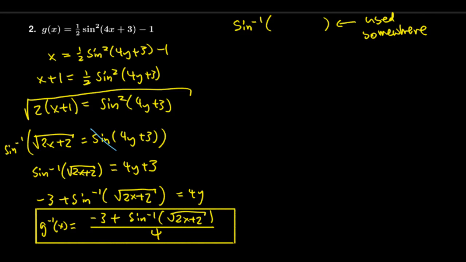Then we can square root to get rid of the squared. And then you want to get rid of the sine using sine inverse. So you sine inverse the entire thing, both sides. Then we get sine inverse of the left-hand side equals, this thing gets released basically, 4y plus 3.